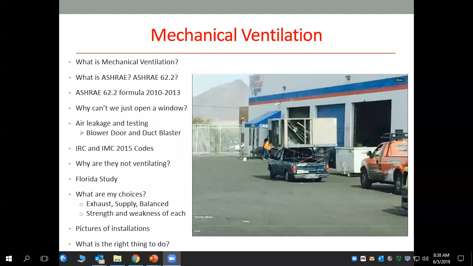What are my choices? As Jason said, exhaust, supply, balanced, and the strengths and weaknesses of each. I didn't cover all of them, but I covered what I believe to be the major ones. Then a few pictures of installations and some of the challenges associated with that, especially in tight houses, and the ventilation and how they're vented, and some of the results. And last is to wrap it up: what's the right thing to do?